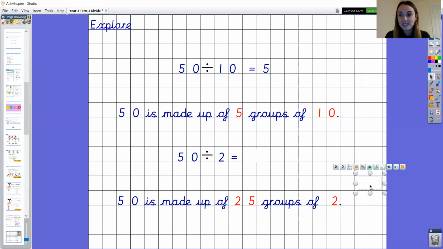You might have also counted in your groups of 2. So let's say this division together. 50 divided by 2 equals 25. So as you can see here from this explore question, there are different ways of making 50. So there's different equal groups that we could have.